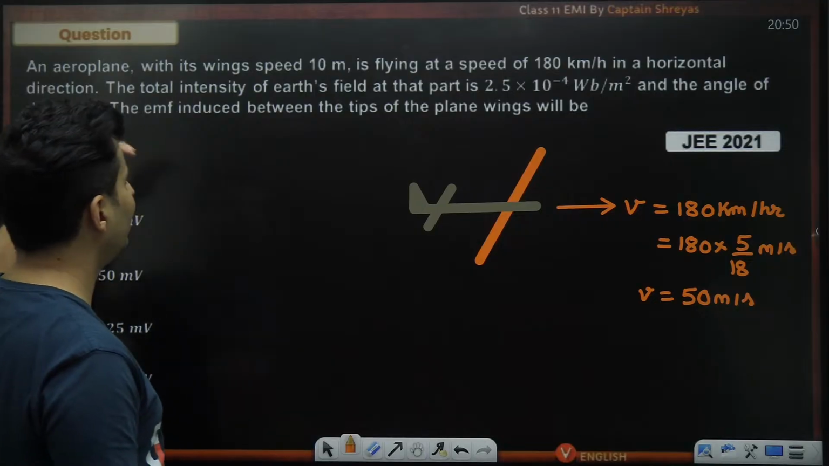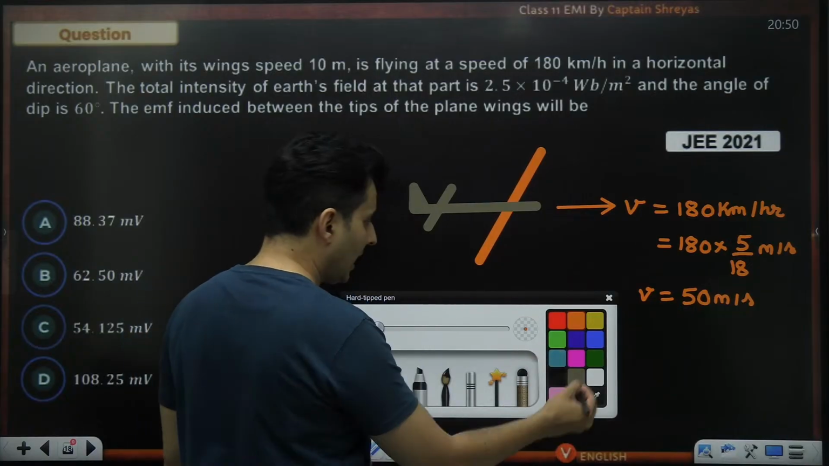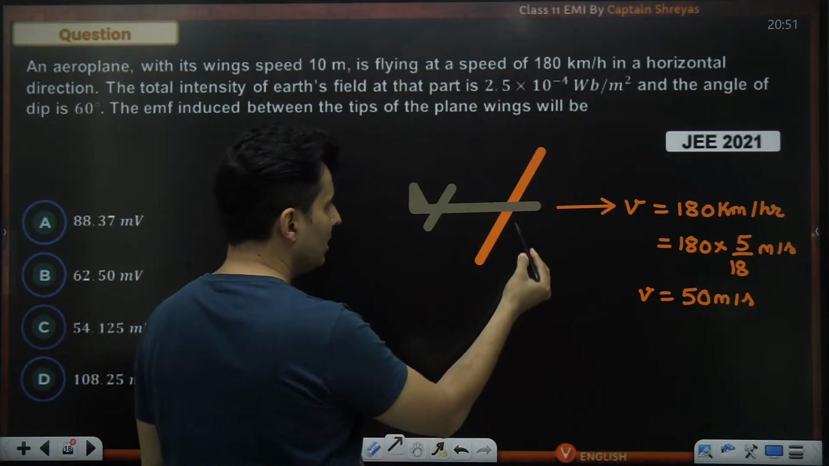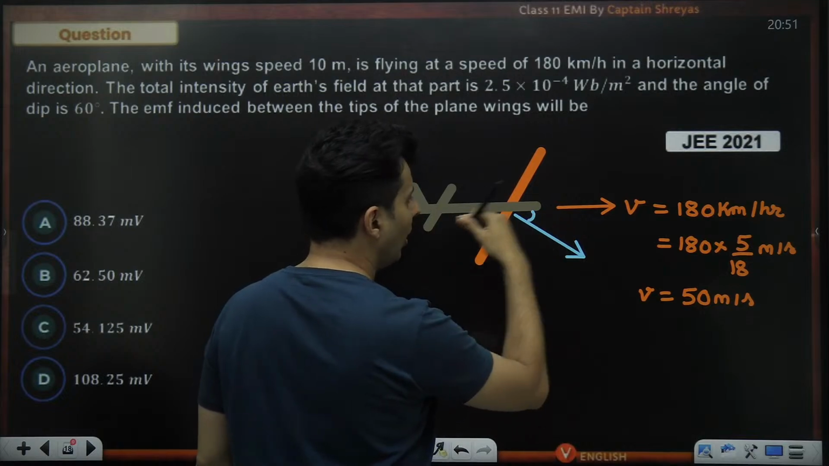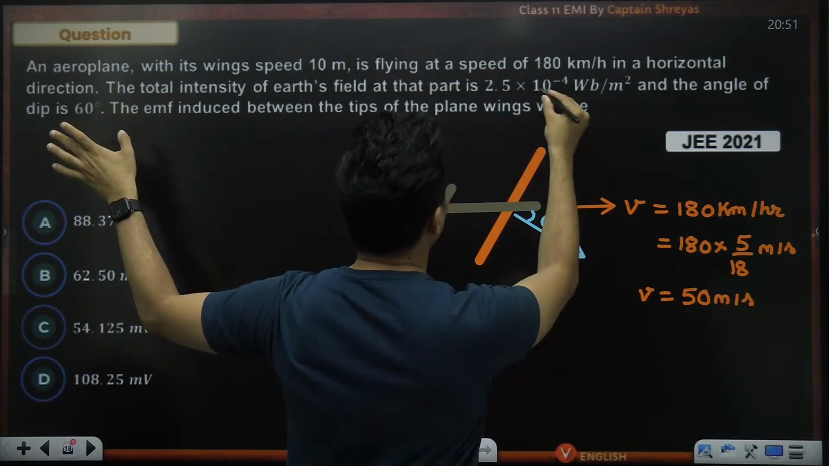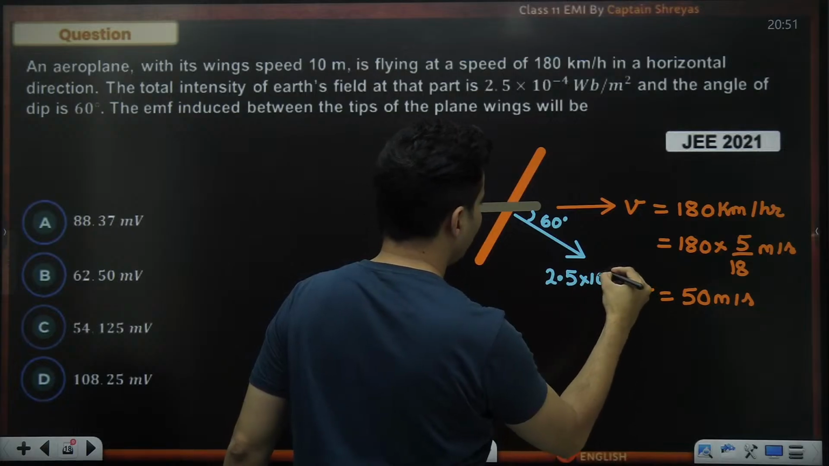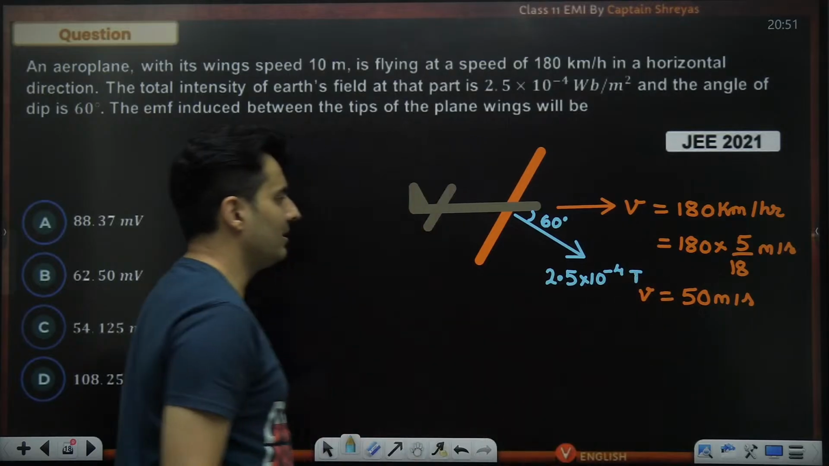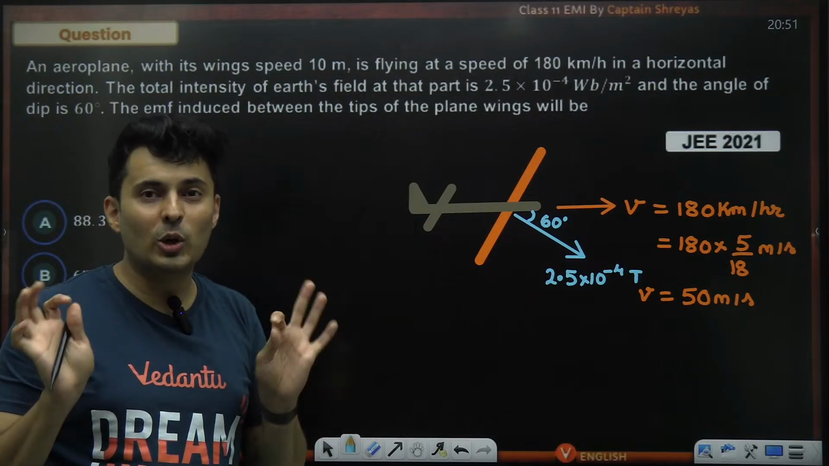Okay, the Earth's magnetic field and the angle of dip. This is very critical. The angle of dip means the angle which the magnetic field makes at that particular place. So strictly speaking, the angle which the magnetic field is making with the horizontal line is given, and that is 60 degrees, I believe. And the magnetic field is 2.5 into 10 to the power minus 4 Tesla. That is also given.